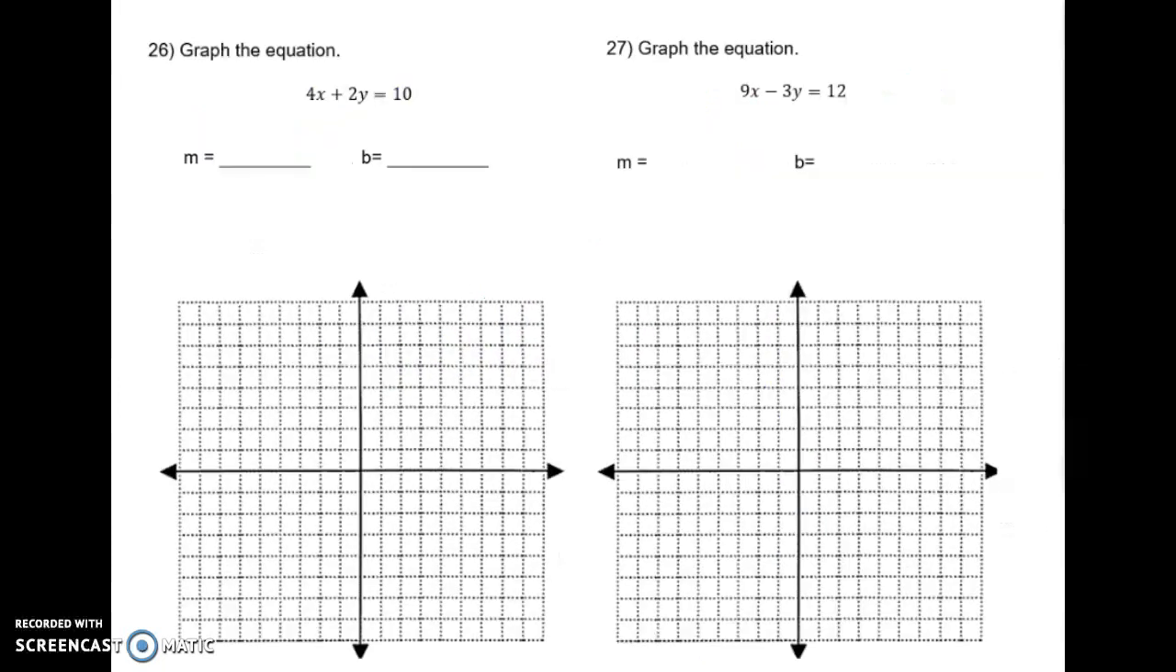Okay, so moving on to 26, I'm actually going to pause the video right here and then continue on the next one because I am out of time for my 15 minutes. So please continue at 26 on the next video. Thank you.